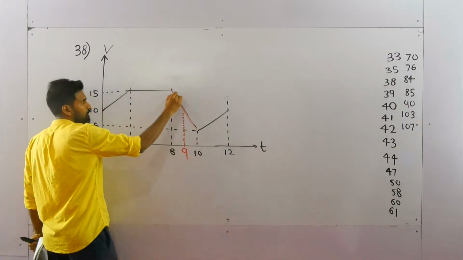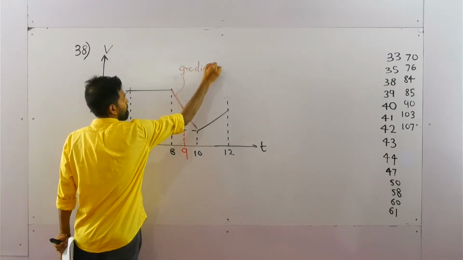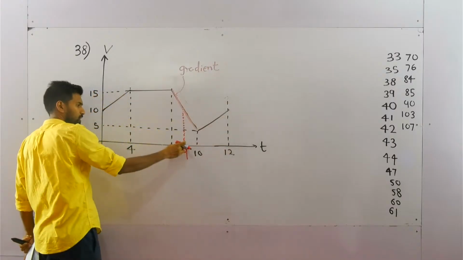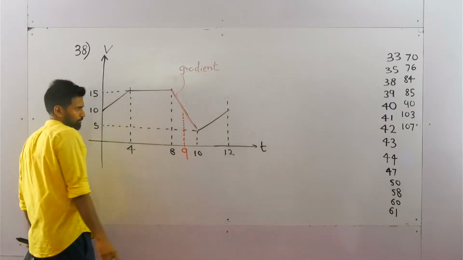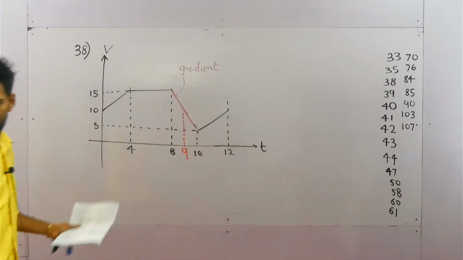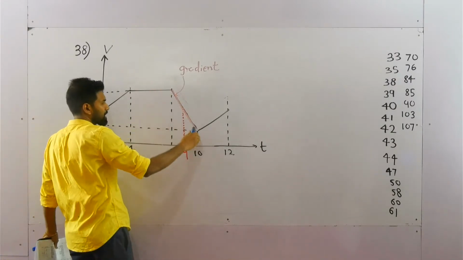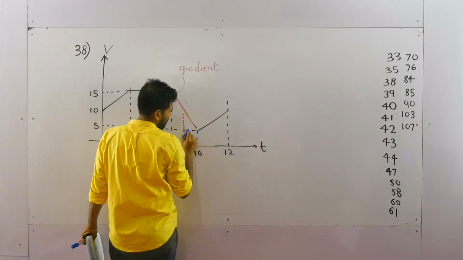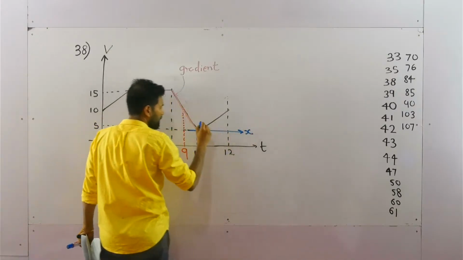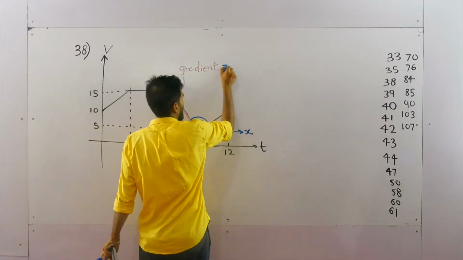So I am going to find the gradient of this line. It is the acceleration at the 9th second also. To find the gradient, actually the gradient is the angle that the line is creating with the positive x-axis. So this is the positive x-axis, this will be alpha, and the gradient will be this tan alpha value.